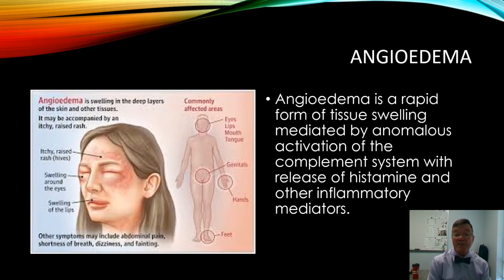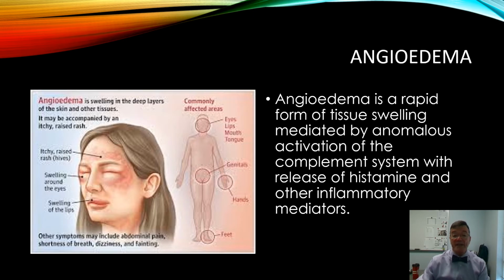Angioedema is a rapid form of tissue swelling that is mediated by anomalous activation of the complement system with the release of histamine and other inflammatory mediators. It is usually the result of an allergic reaction. However, there are reports of hereditary angioedema as a variant within the family, and it arises from an autosomal dominant genetic mutation. Complete loss of the airway can occur in severe cases from either form.